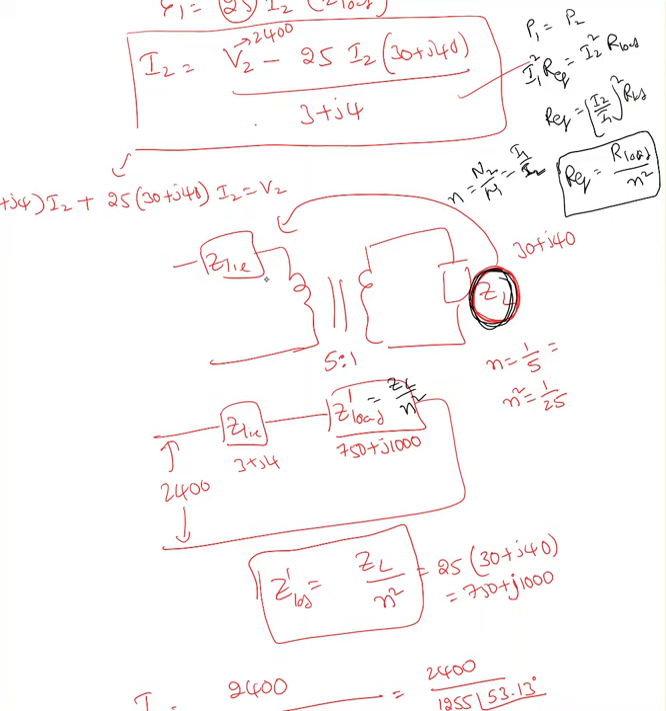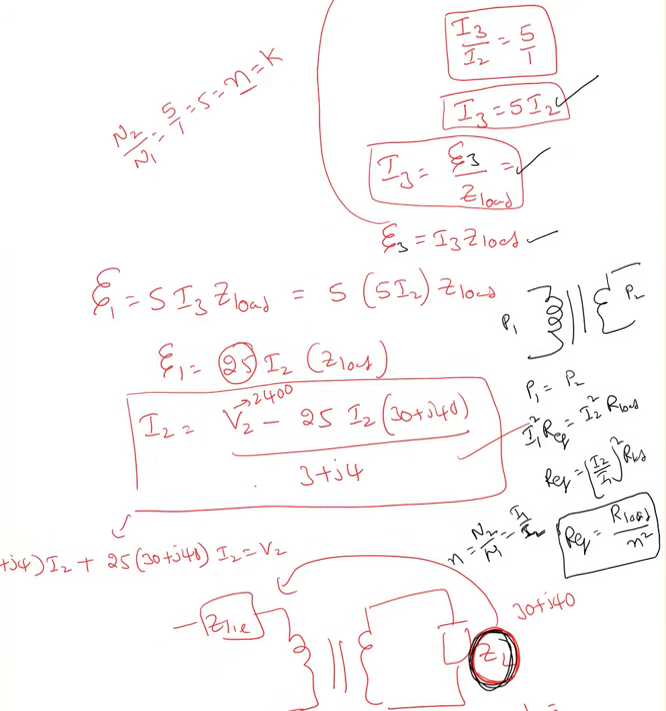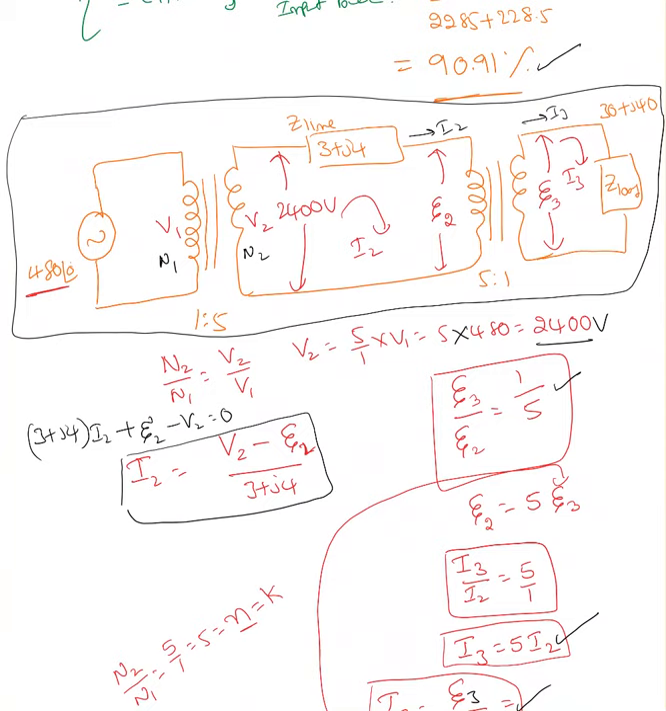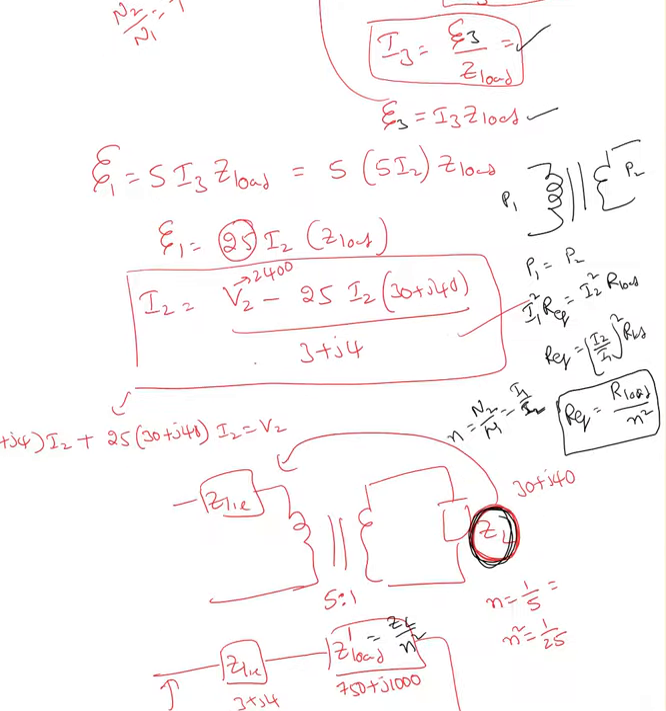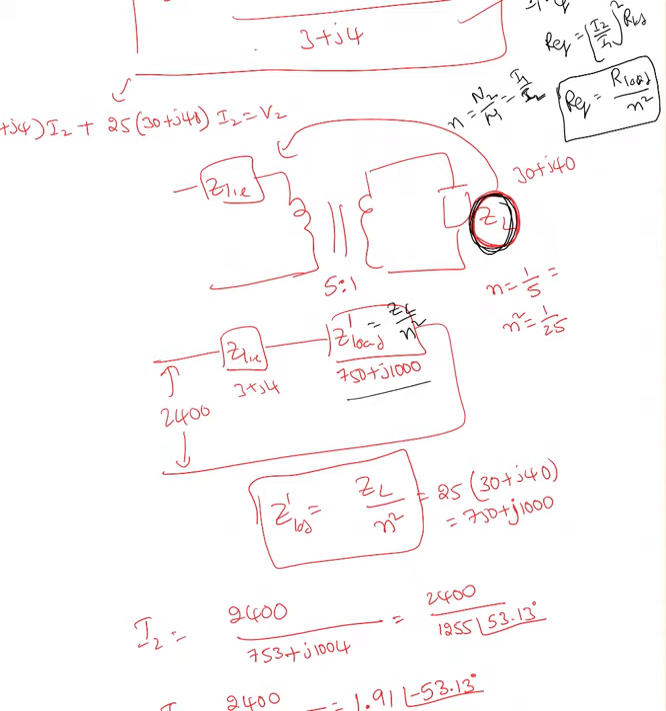Now this line impedance and load impedance, these two are in series. So basically what I did in this diagram, I eliminated this transformer. Now I connected the load right here. I'm calling this ZL prime. Whenever you transfer impedance from one branch to another branch, you indicate it with a prime. So this ZL prime is ZL over N square, 750 plus J 1000.